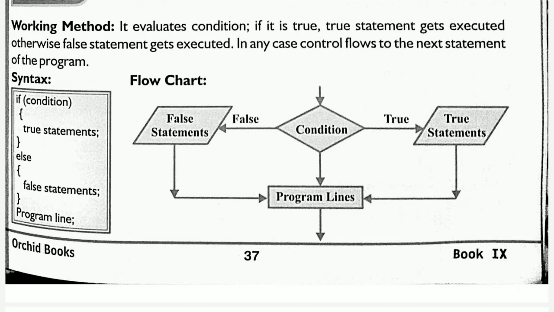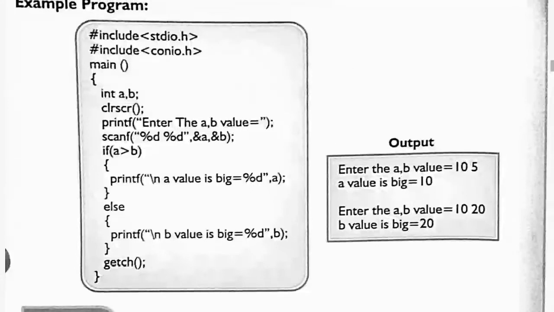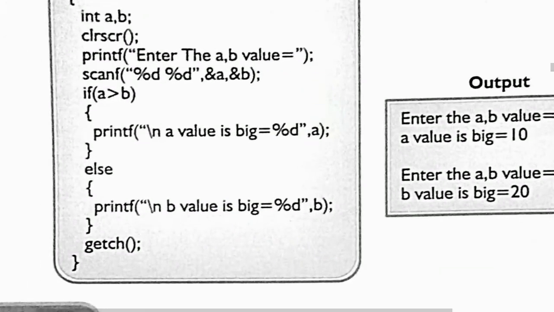Here you can see another example, the same example but in a different way. a greater than b. When it is true, you can see that a value is printed. Now if a greater than b is false, then b value is printed here.